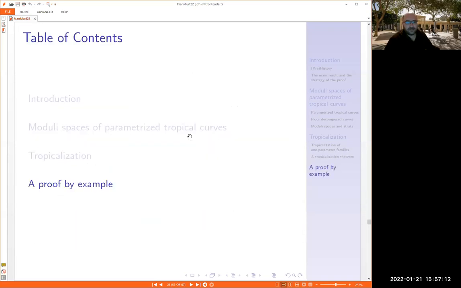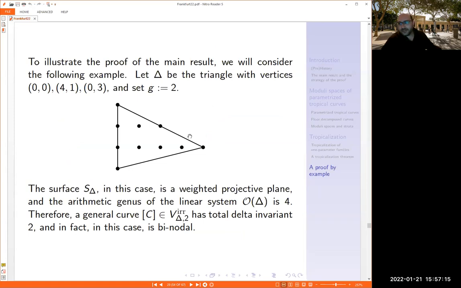Got it. Okay, so this is the example. In this example, we consider a weighted projective plane. Unlike in the statement of the theorem where all surfaces were smooth, here I consider a non-smooth surface to show that this technology works for a larger class of surfaces. It is the surface associated to the lattice triangle with vertices (0,0), (4,1), and (0,3). Okay, this is a picture.